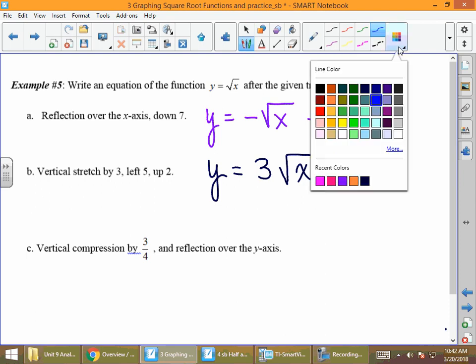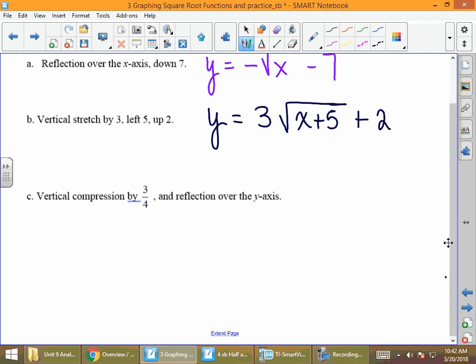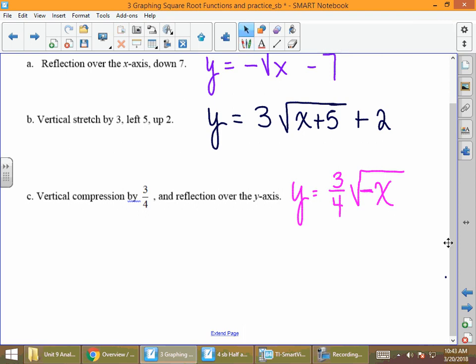And to finish. Vertical compression by 3/4. Well, vertical stretch is outside of the function, so was the vertical compression. We've got our square root here, but it says a reflection over the y-axis. Well, the reflection over the x-axis was outside of the function, which means that the reflection over the y must be inside the function. And there we have our equation.